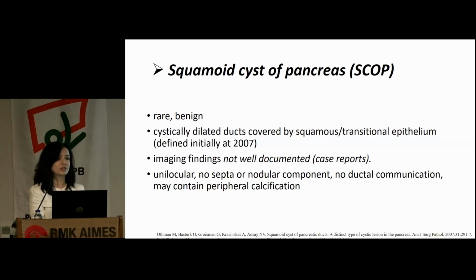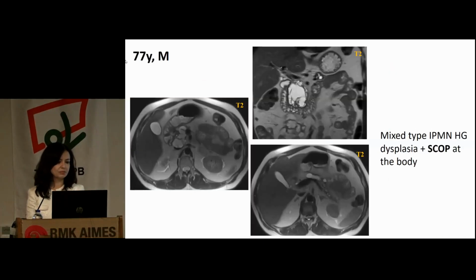They are mostly unilocular. We don't expect to see septa or nodularity in these cystic lesions, and there will be no ductal communication. Let me show you a couple of cases.